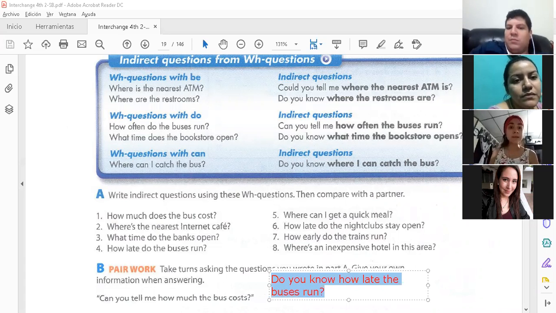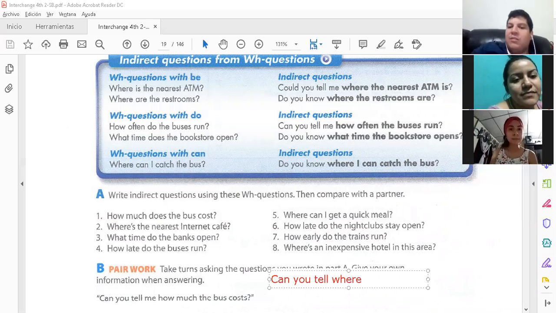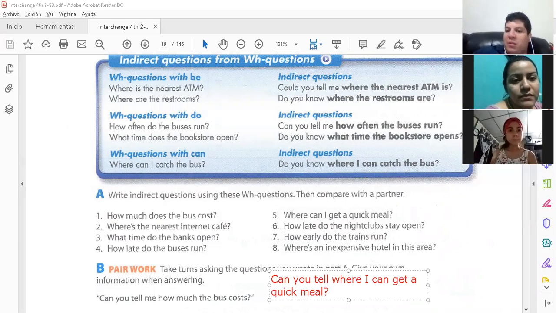Can you tell me I can get a quick meal. Where? Ocupamos lo mismo, nuevamente, la frase, where I can get a quick meal. Can you tell me where I can get a quick meal? Excellent. We recycle a lot with this structure. Next, how late do the nightclubs stay open?